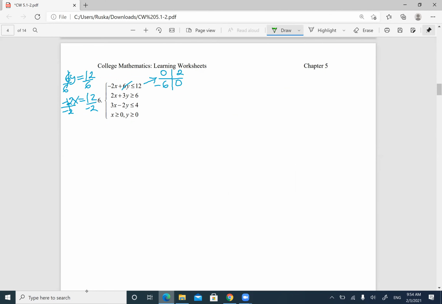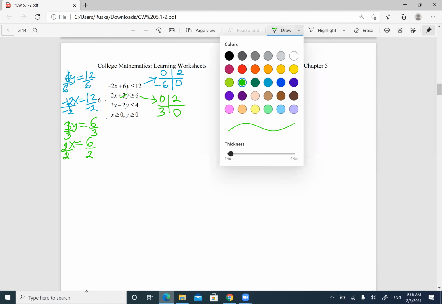Let's just calculate the points first because I need to see how big to make the graph. So for the second line, when I replace x with 0, it's going to be 3y equals 6. When I divide by 3, it's going to be 2, right? And then I'm going to replace y with 0. So I have 2x equals 6. Divide by 2 is going to be 3. So these are my points for the second line.